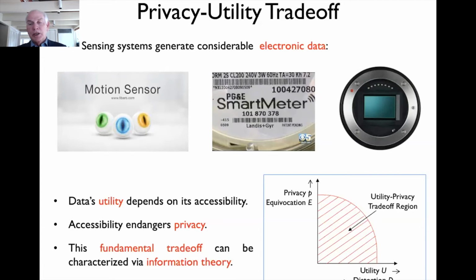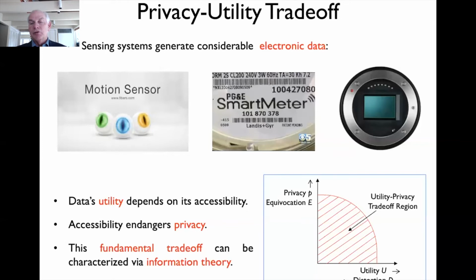So that trade-off is something we can examine using information theory. In particular, we can look at utility-privacy trade-off regions. That is, for example, if we let distortion be a measure of utility, so it's an inverse measure of utility, and let equivocation be a measure of privacy, then the higher the equivocation, the more privacy, and the lower the distortion, the more utility. Then we can generate a so-called utility-privacy trade-off region. It's a little bit like a rate distortion region. And in fact, that's one way of getting at it, is to take rate distortion analysis with an equivocation constraint.